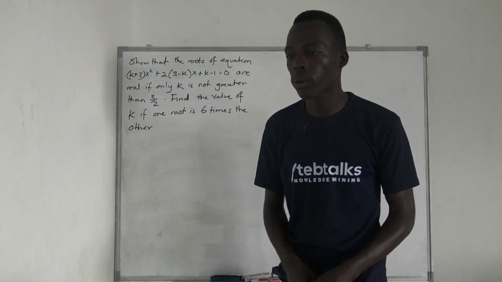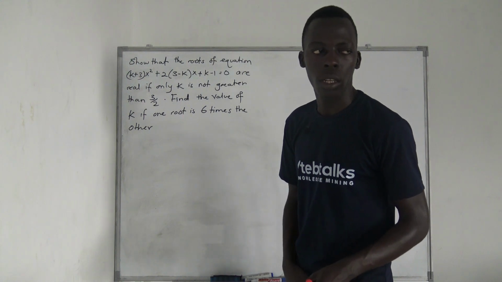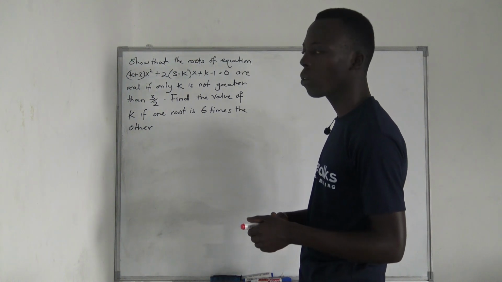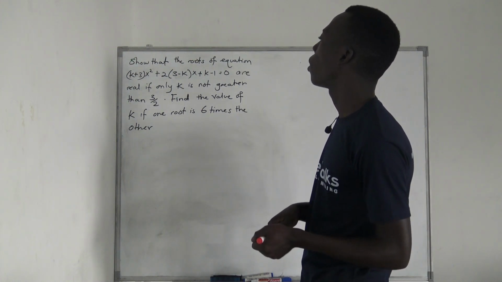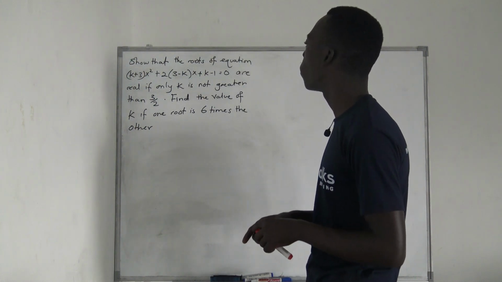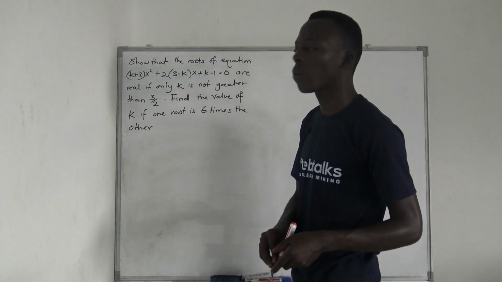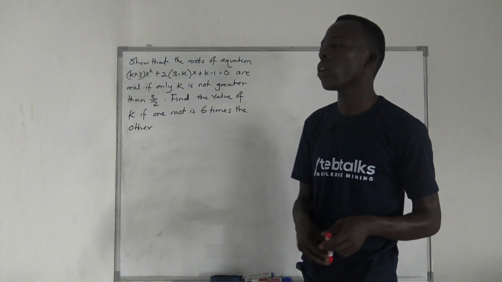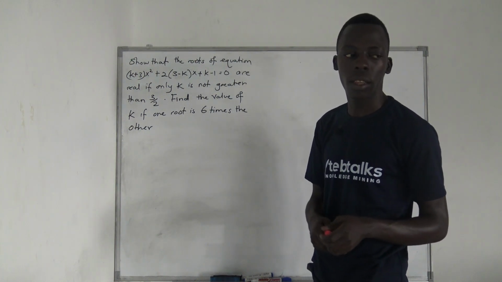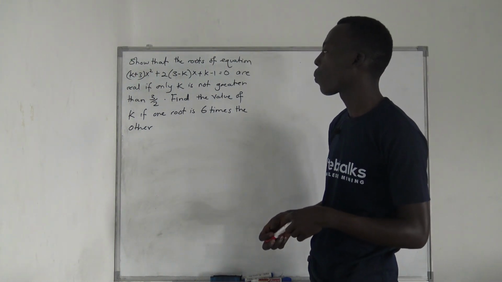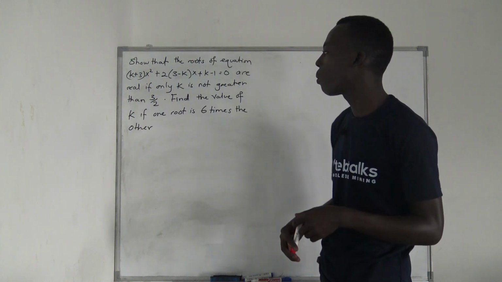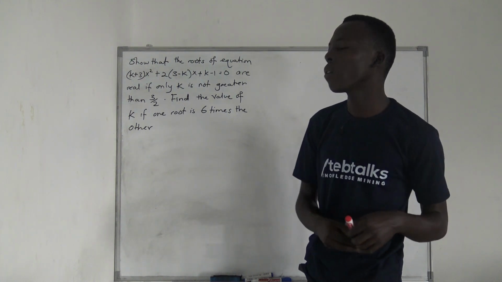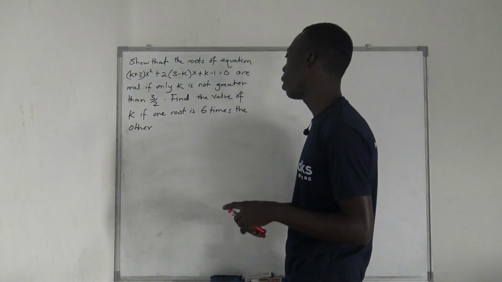We are continuing with examples about the discriminant of quadratic equations. So the question now, here on the board, says: show that the roots of the equation, which is this one, are real if and only if k is not greater than 3 over 2. And also find the value of k if one root is 6 times the other.